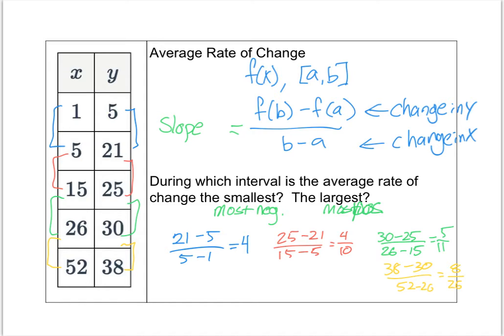The only thing we didn't do is take a look at bigger intervals than just one data point apart. But in terms of understanding what average rate of change is, it's important that we think about taking the slope between the beginning and the end point of an interval. So 8 over 26 is going to win for smallest. And of these 4 intervals that we looked at, the largest is going to be 4.